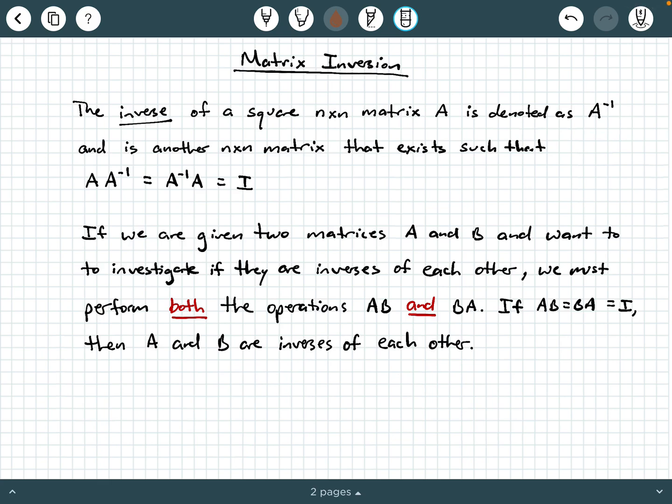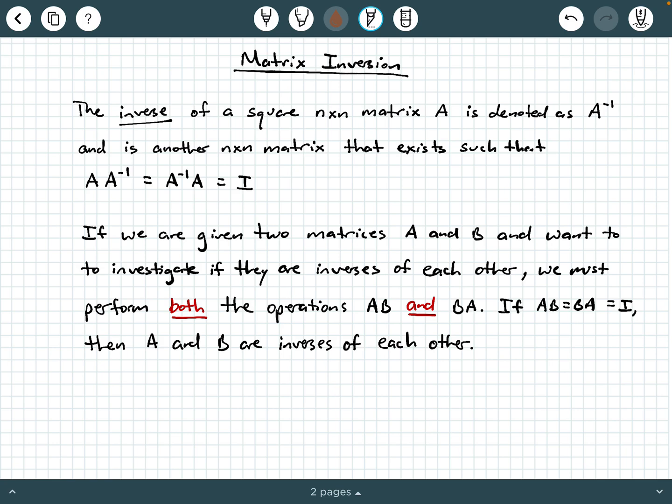Hey everybody, Dr. A here, and in this video, we're going to be providing some background information on matrix inversion, and then we're going to go into a little bit of detail into investigating if two given matrices are inverses of each other. So let's go ahead and get started.